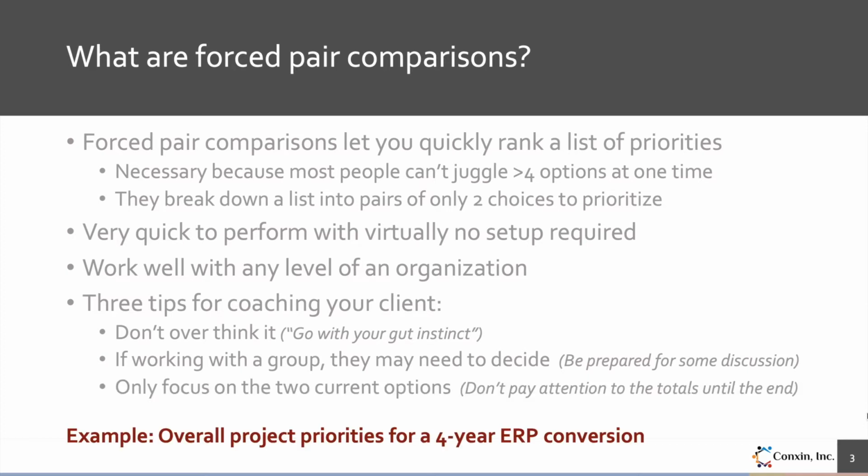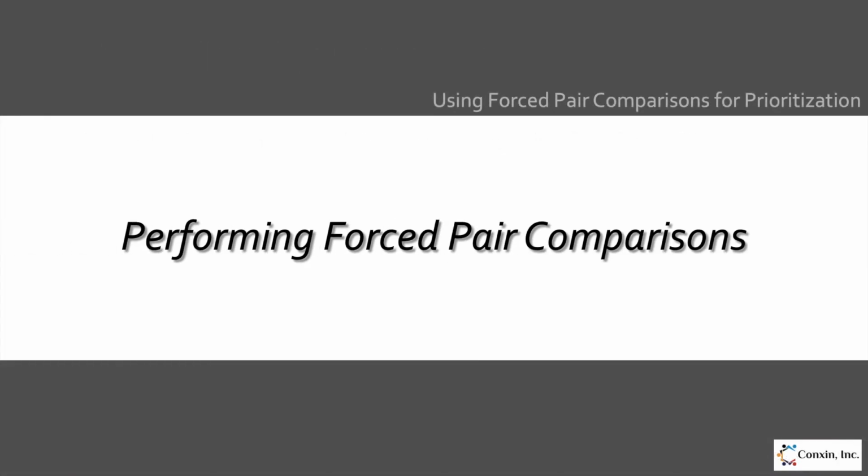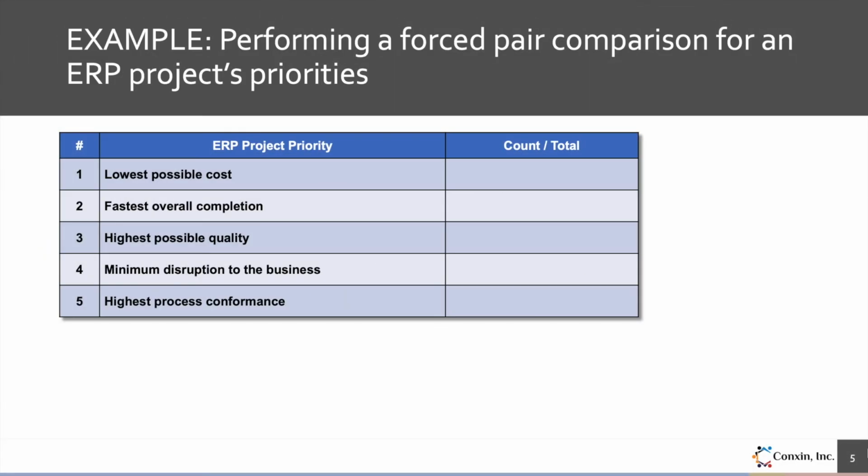So we'll go through an example based on an ERP project I recently completed. It was a 4-year ERP conversion, and we were asking the sponsors of the program to select the most important priorities overall. Let's get into it. So here are the 5 potential priorities for that ERP project. Of course, your project's priorities could be different, but in this instance, we asked the leadership to rank these priorities in order of importance so we could structure the project appropriately.